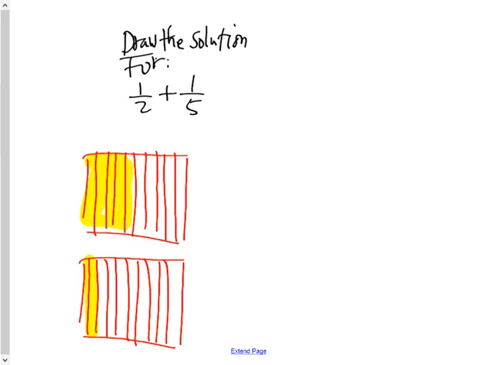So what did 1/2 become when I cut it? It's now 5/10. And what is 1/5 when I cut it? 2/10. So what is 5/10 plus 2/10? Equals 7/10. So your solution to that is 7/10. That's from drawing it only. Okay.